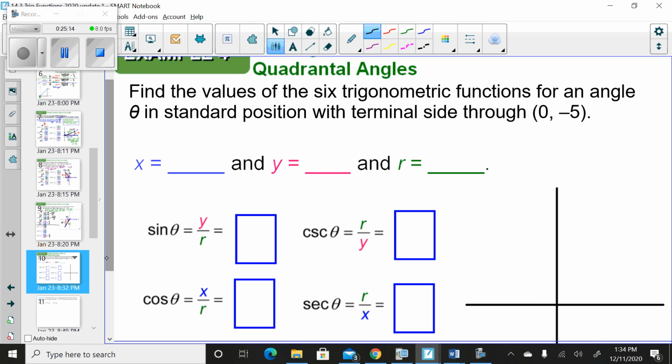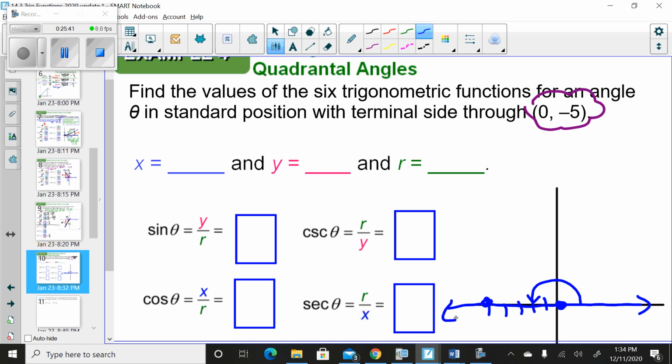So find the 6 values of a trigonometric function for an angle theta in standard position with a terminal side that goes through 0, -5. Okay, so I want you to graph this. So a standard position angle. That means we have to start at the positive x-axis, and our angle is going to go through 0, -5. Well, that's just over here. 1, 2, 3, 4, 5. So that means we measure this angle, and our terminal ray is over here.